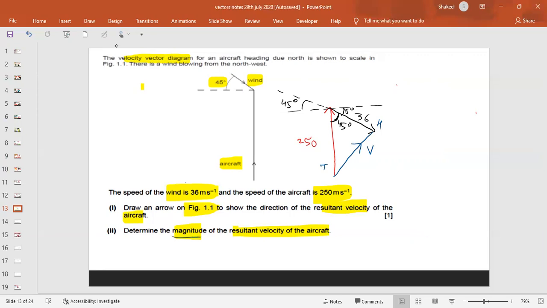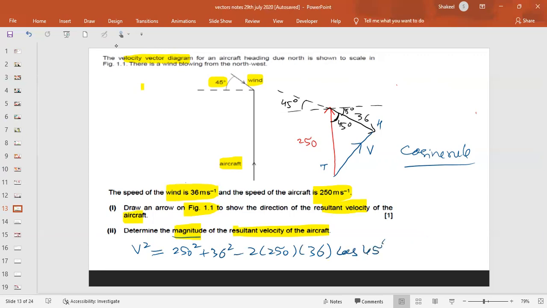As you know, two vectors and the angle between them is given. So you will be using the cosine rule, which is v square is 250 square plus 36 square minus 2 into 250 into 36 cos 45. Then you can simply take its root to find the value of the resultant velocity.